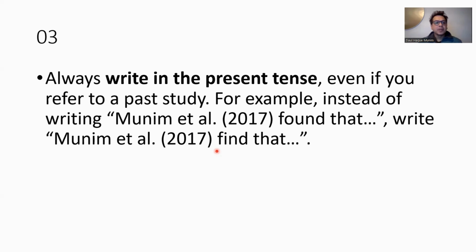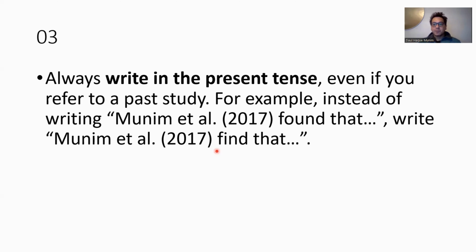Tip number 3, always write in present tense, even if you refer to past study. For example, instead of writing Munim et al. found that, we could write Munim et al. find that. But here, I will also use some reservation because I have encountered that many people would not really agree with it. So sometimes you might also have to use past tense when referring to past studies.